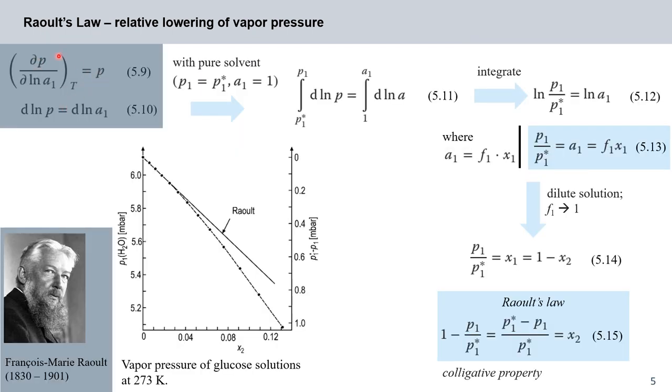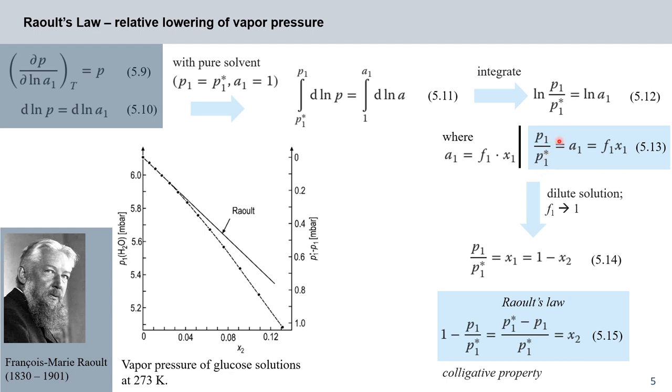So we are now interested in the change in the pressure that results from the addition of solute to the pure solvent. So we must integrate equation 5.10. And what limits are we choosing? Well, the limits are set by the pure solvent, P1 equals P1 star and A1 equals 1. And the other limit is given by the corresponding solution, and this is P1 and A1. So for this integration, we get our equation 5.12. So this is ln P1 over P1 star equals ln A1. And this solves, when we plug in for A1 equals F1 times X1, as equation 5.13.